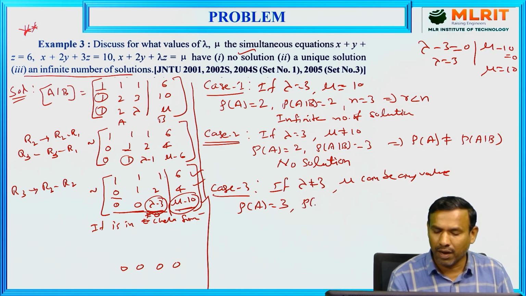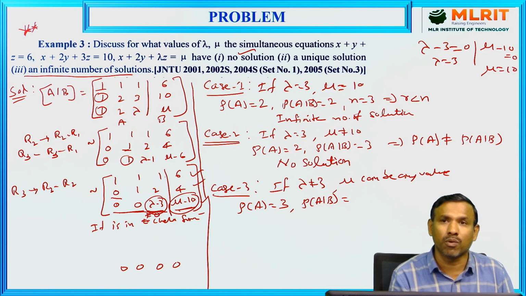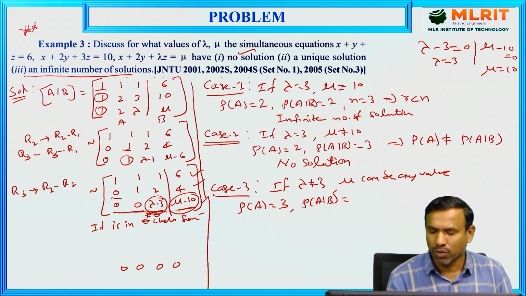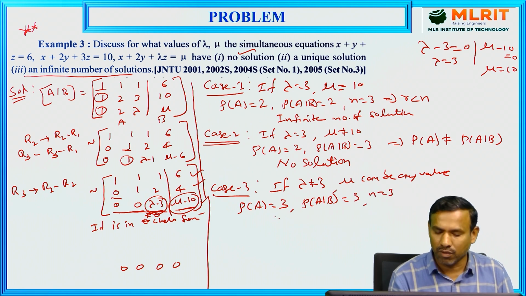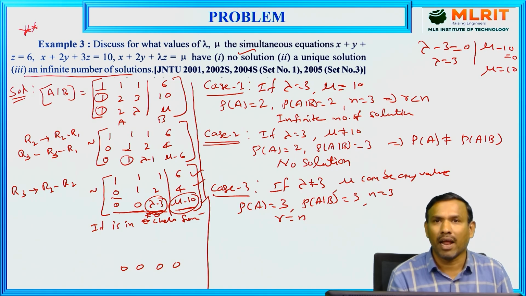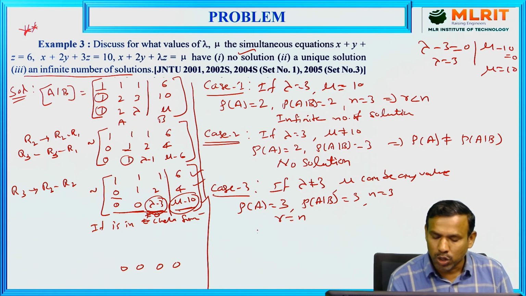Rank of A by B: see, here the students will make a mistake. Mu not equal to 10, there is no need for that. Even 10 is also no problem, because already one element is non-zero. The last row is a completely non-zero row. So that is 3. Unknowns are 3. All are equal: rank of A, rank of A by B, unknowns. In this case, the system will have a unique solution.